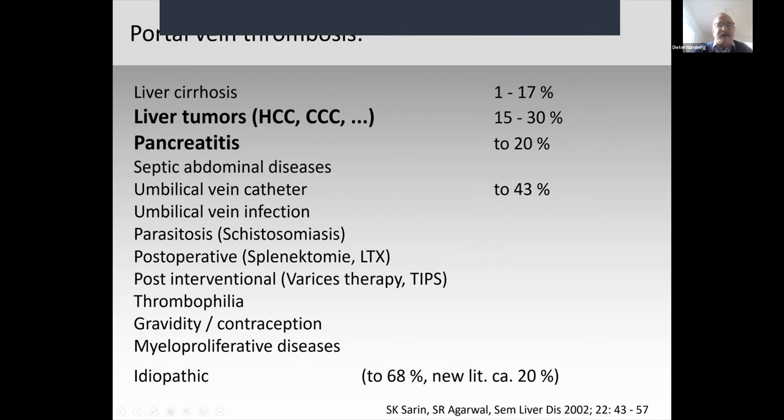What are the causes of portal vein thrombosis? You have seen already that paper of Sharin and others. Most often, cirrhosis and liver tumors like HCC. Remember, if you see a central portal vein thrombosis, you always have to think about an HCC. If you see a thrombosis of the splenic vein, you have to think about pancreatitis and chronic pancreatitis. That is important.